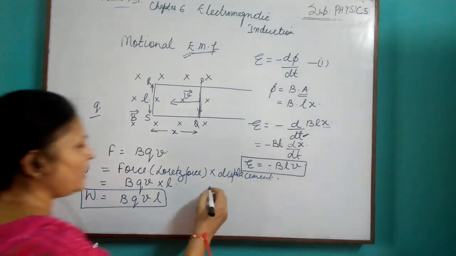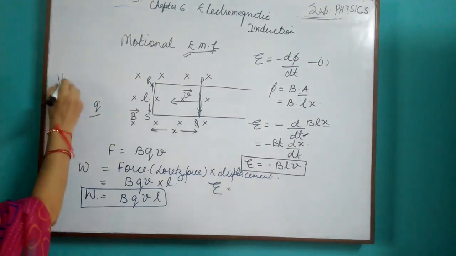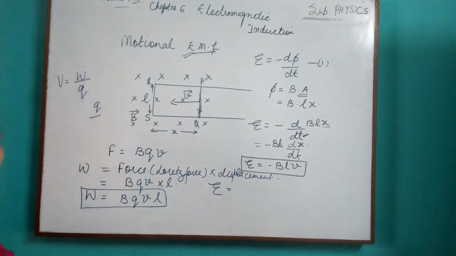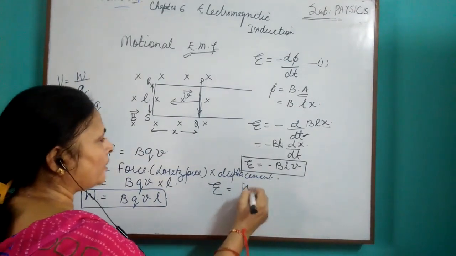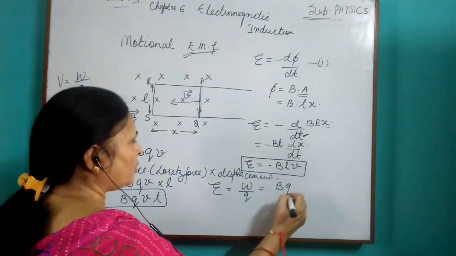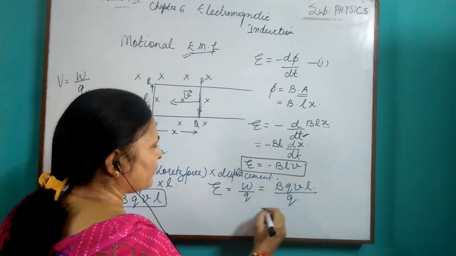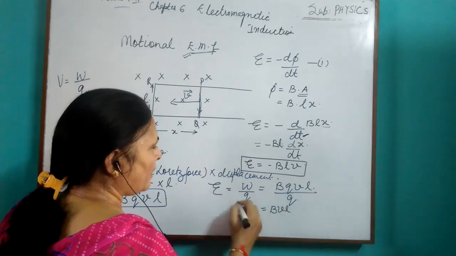And what is induced EMF, or V? Do you remember? It is work done upon charge, if you remember. So EMF will be equal to work done upon charge, which will be equal to BQVL upon charge, which will certainly be equal to BVL.